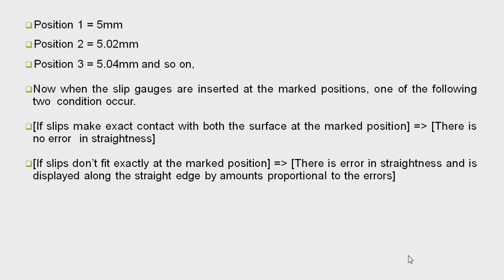Now, when the slip gauges are inserted at the marked positions, one of the following two conditions occurs. If the slip gauges make exact contact with both surfaces at the marked position, there is no error in straightness. If the slip gauges don't fit exactly at the marked position, it means there is an error in straightness, displayed along the straight edge by an amount proportional to the errors.